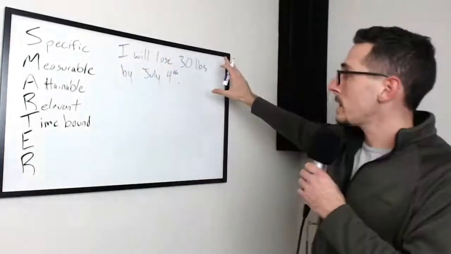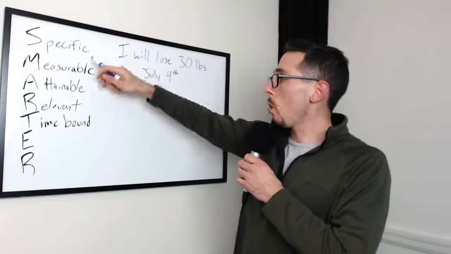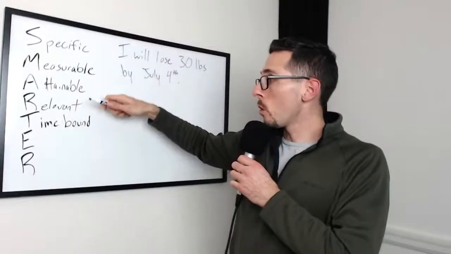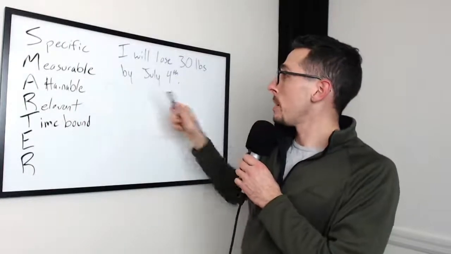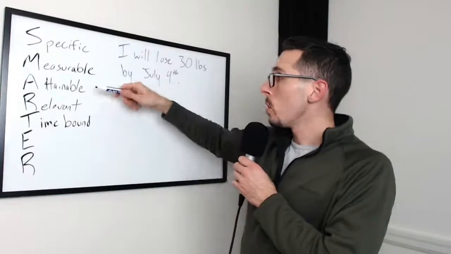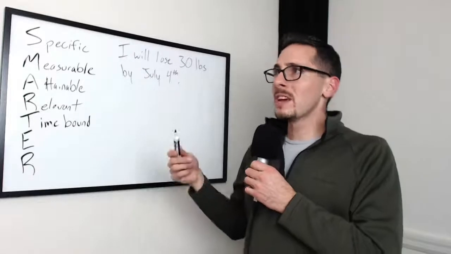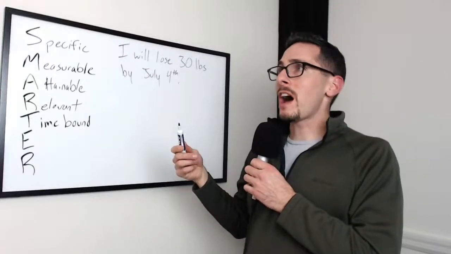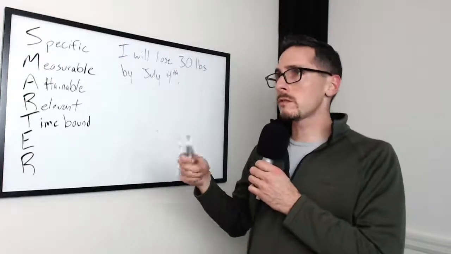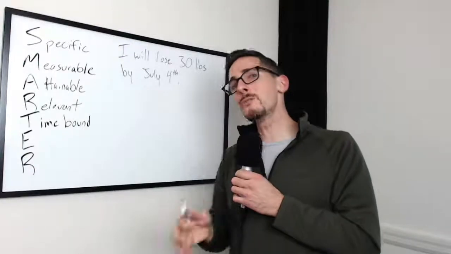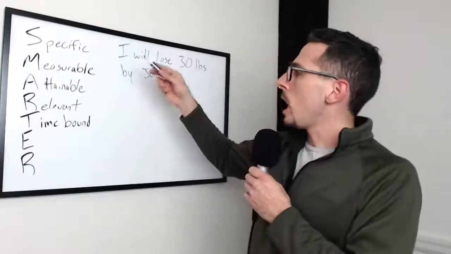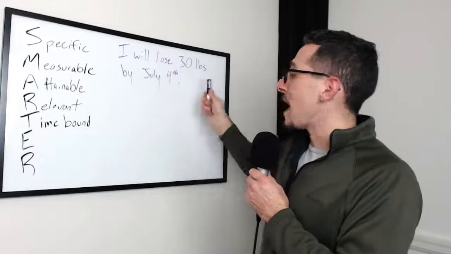So that right there encompasses pretty much all of this because we went through it, right? We went through and made sure that we can measure that. Just step on the scale. That's simple. It's pretty attainable, right? 30 pounds in six months or so. What is that, 5 pounds a month? 5, 10, 15, yeah, so it's 5 pounds a month. That's not too bad, right? That's not too hard. It is relevant, right? It actually matters.